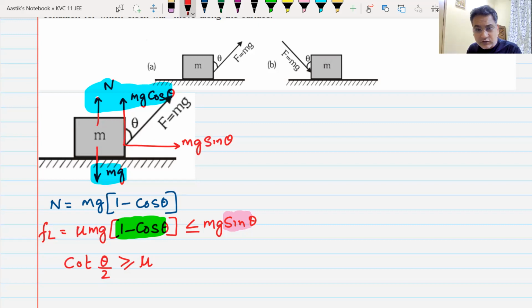Do you understand how this cot theta would have come? 1 minus cos theta is 2 times sine square theta by 2. Sine theta is 2 times sine theta by 2 into cos theta by 2. Then simplify, and you get this.